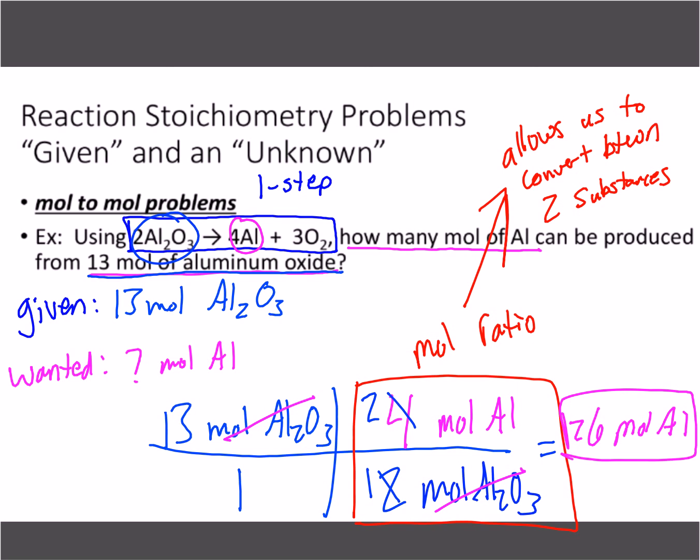So let's talk about what this means for us. This problem is saying, if I start with 13 moles of aluminum oxide, based on my reaction I have here, I could produce, at most, 26 moles of aluminum. So if I had, again, 13 moles of that aluminum oxide to start with, I could produce up to 26 moles of aluminum. This is what stoichiometry allows us to do: if we have a starting amount, how much of something can I produce?